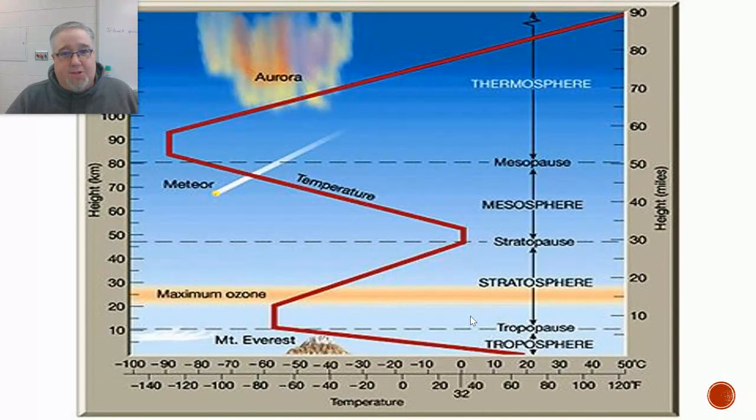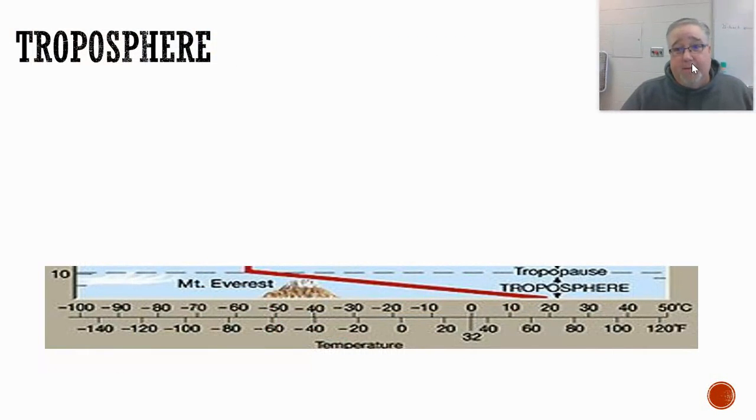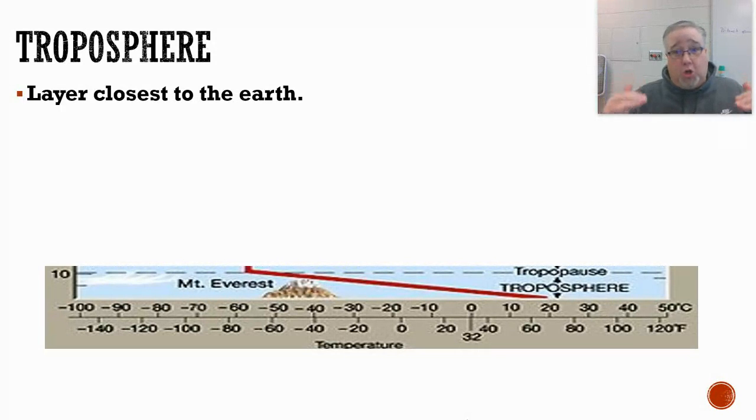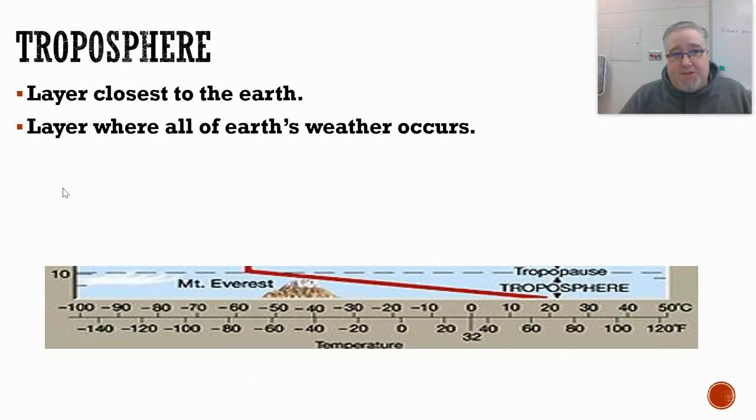Let's start off with the first layer. The first layer is the troposphere, and it is the layer that is closest to the Earth. We all live in the troposphere. That's where we live. We're going to spend our entire life in the troposphere for the most part. Unless you're in an airplane, you might fly a little bit above it, but for the most part, you're going to be on the Earth. This is the layer of our atmosphere where all of our weather occurs.